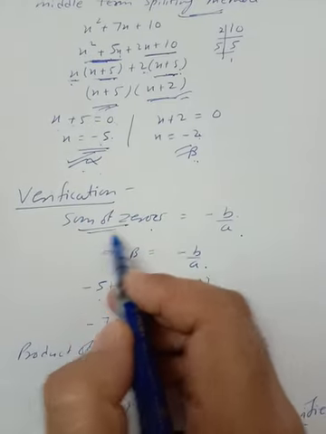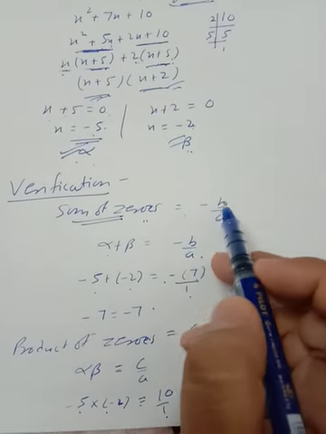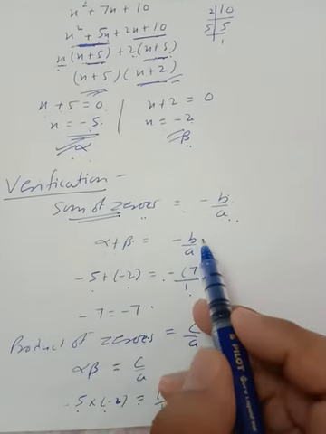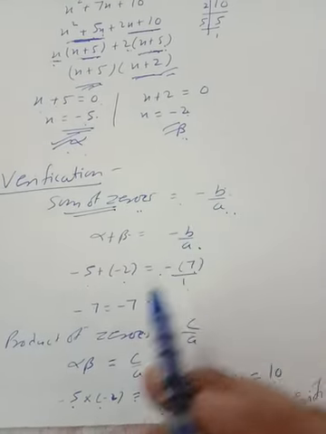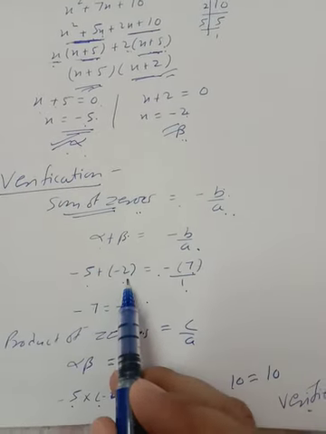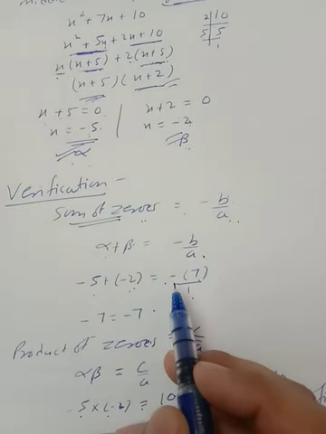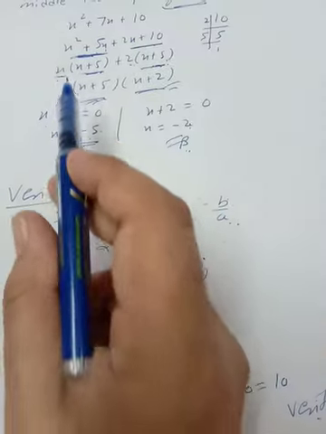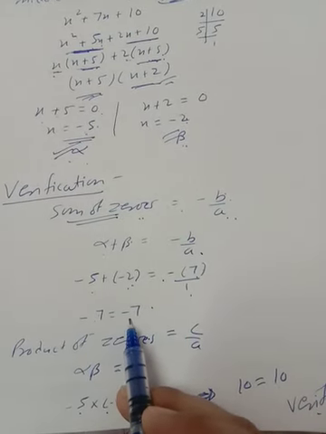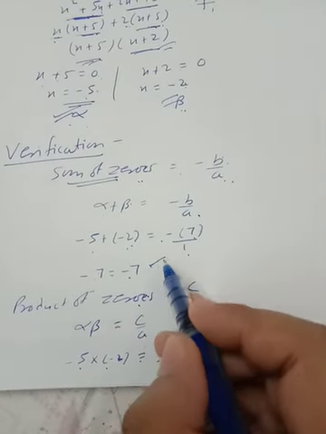For verification, first of all, we have to verify that the sum of zeros is equal to minus b upon a. It means alpha plus beta is equal to minus b upon a. So placing alpha as minus 5 and beta as minus 2, and in this case our b is 7, so we get minus 7 here. A is our 1. So after solving further, minus 7 equals minus 7. So sum of zeros equals minus b upon a is verified here.